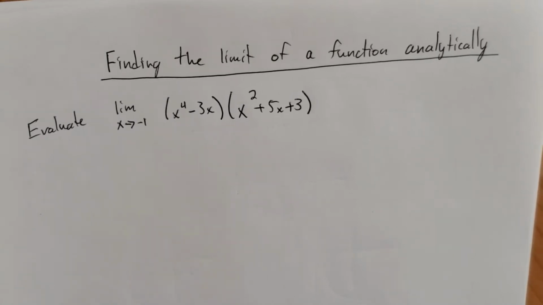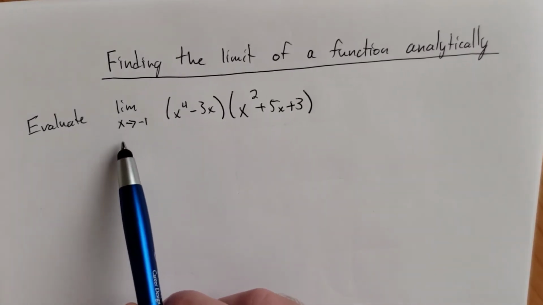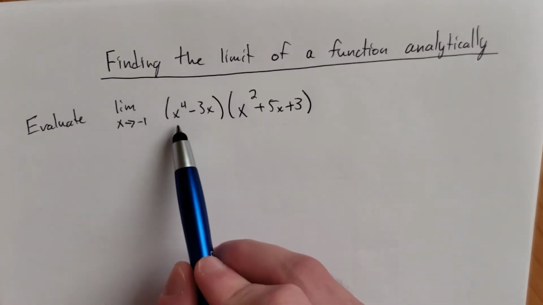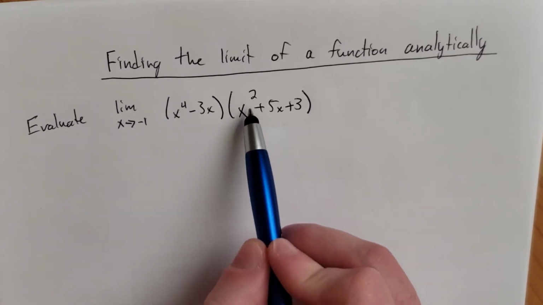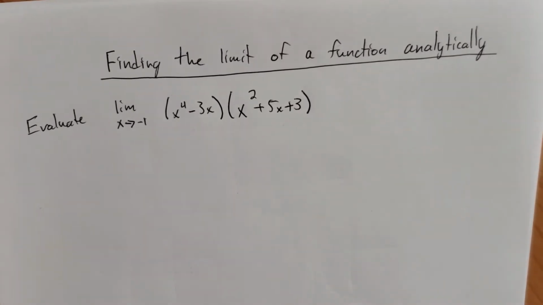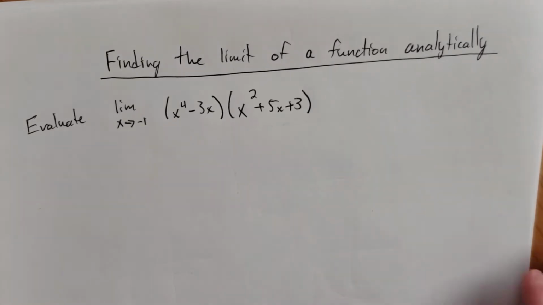In this video, we're going to look at finding the limit of a function analytically. And by that, I mean we are going to solve the limit of a function using limit laws that we can derive. So here for this first one, the limit as x approaches -1 of (x^4 - 3x)(x^2 + 5x + 3) is what we're trying to find. And let's use our limit laws to do this.